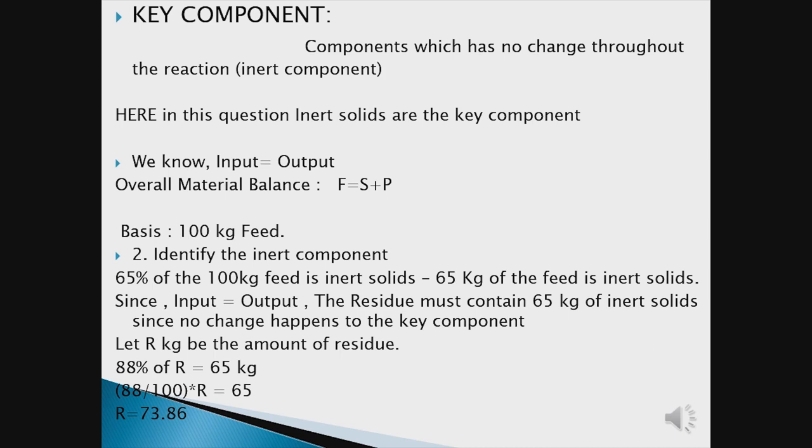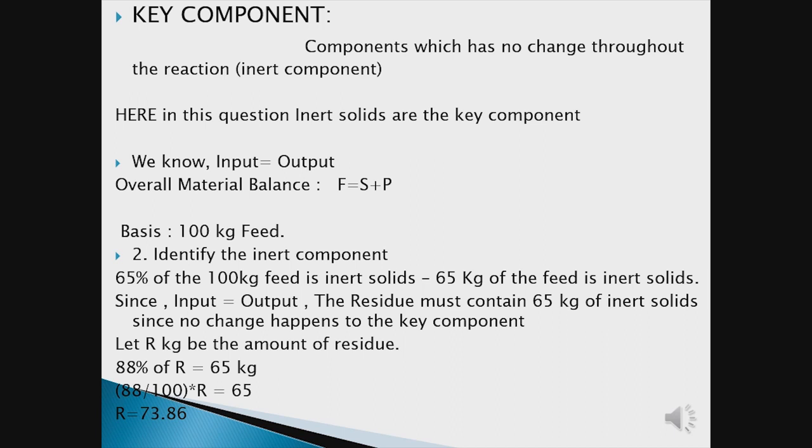Now we're dealing with this problem. Let's study what a key component is. In most of the problems, there will be a key component. So search for the key component. If the key component is given, it's easier to do the problem. The component which has not changed throughout the reaction is the key component, or the tie component. So for the key component, there is no change during the entire process.